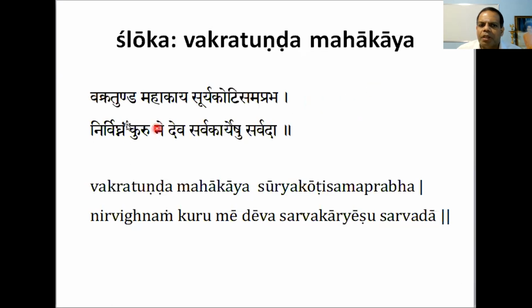So what I've taken is the shloka with which started the entire program, which is the shloka for Lord Ganesha, which all of you are familiar with. But I think it's good to go through how to read it in Sanskrit and how to pronounce it properly. Okay. So it is Vakra Tunda Mahakaya, Surya Koti Samaprabha, Nirvignam Kuru Me Deva, Sarva Karyeshu Sarvada. Okay, I think almost at every bhajan in every center, people chant this.